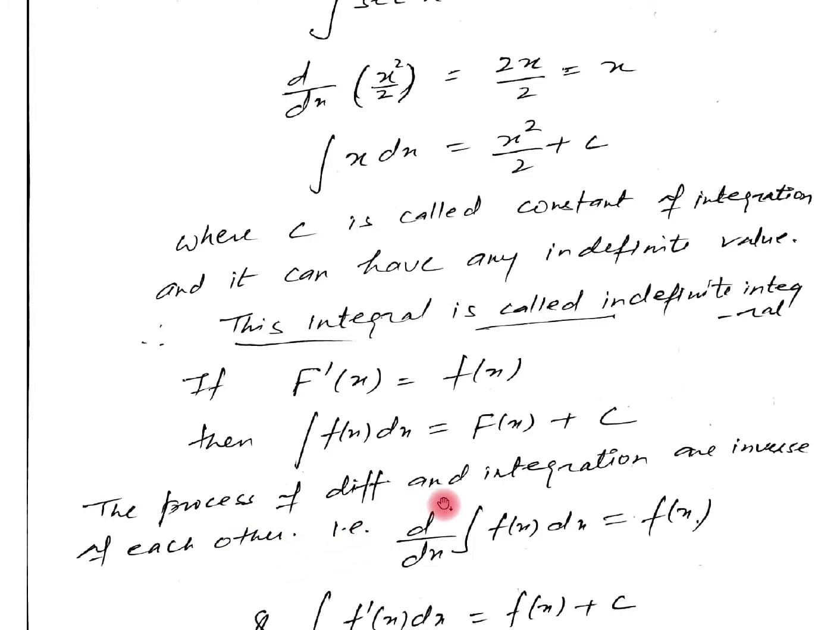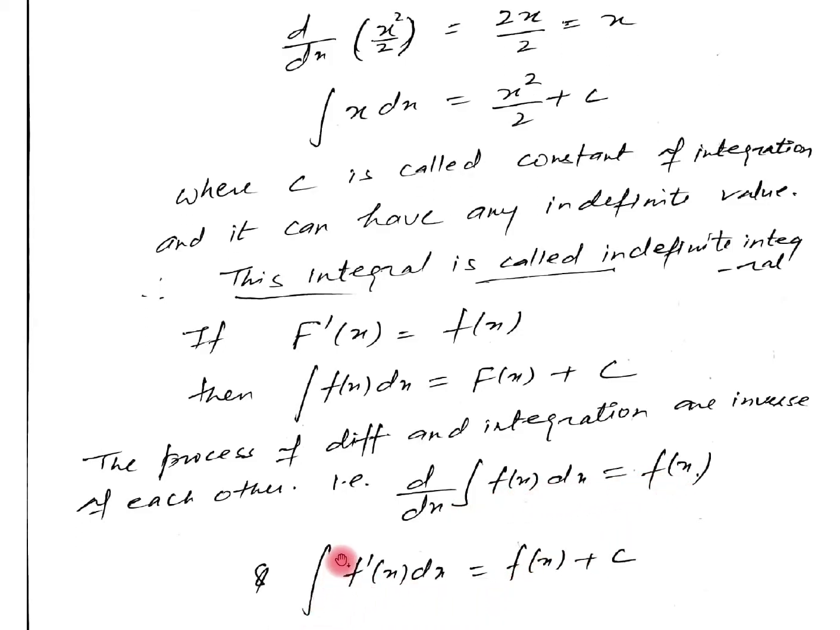So we can say the processes of differentiation and integration are inverse of each other. Therefore, if they are inverse of each other, they can easily cancel each other. So we can write the derivative d by dx of the integral of fx equals fx. And similarly, we can write the integral of f dash x dx equals fx plus c. This is a very important point. It can be asked in 1-mark questions sometimes.